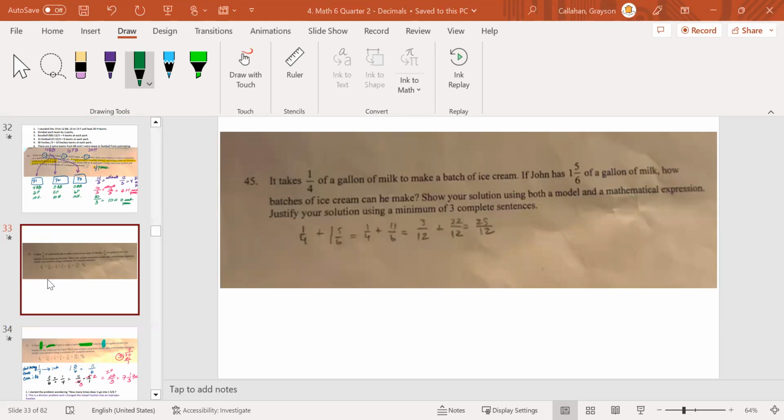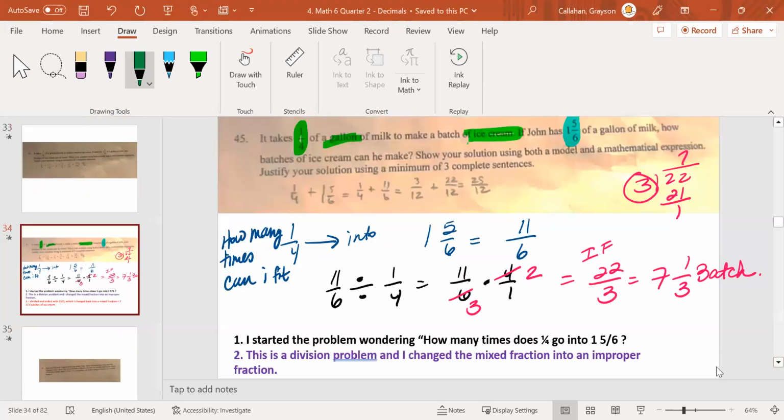You sure? Okay. So just looking at this part right here, remember, you're basically asking how many times can you fit 1/4 into 1 5/6, right? Because 1/4 of a gallon of milk makes 1 batch of ice cream. So how many batches can he make if he has 1 5/6? So it's 1 5/6 divided by 1/4, right? So 1 5/6 put into an improper fraction is 11/6 divided by 1/4.